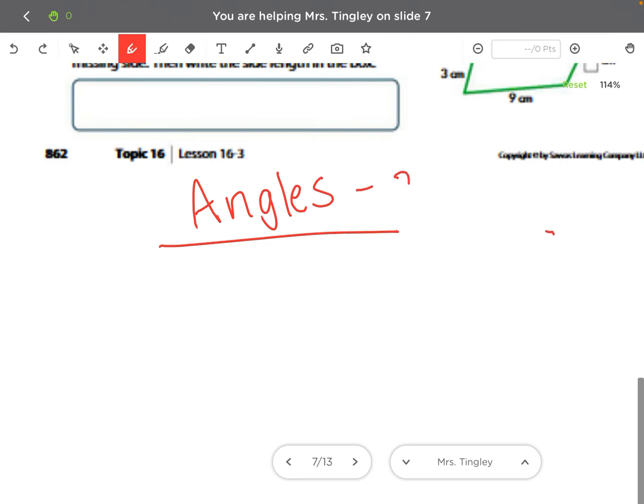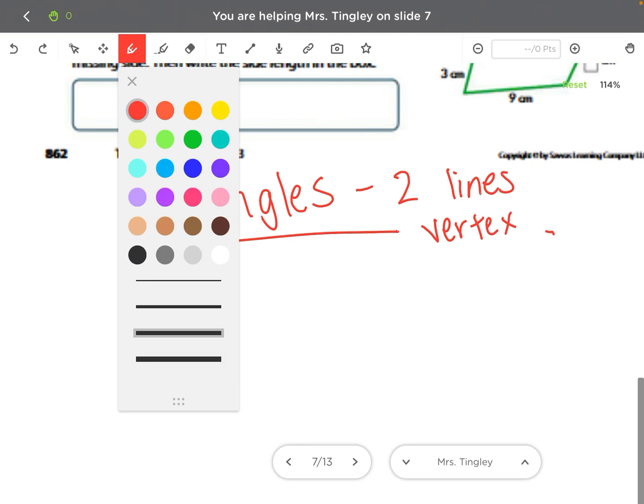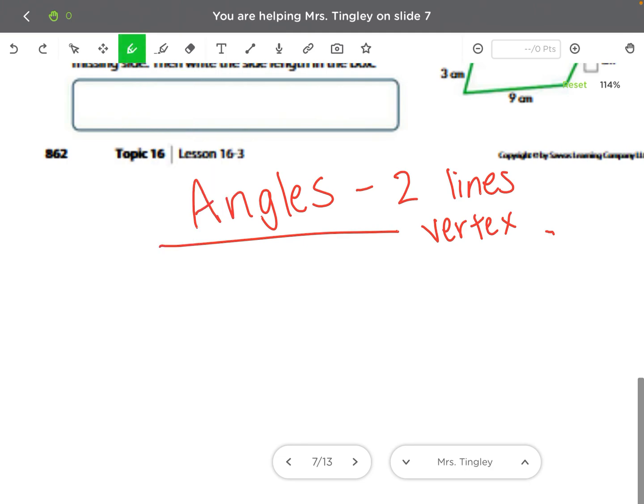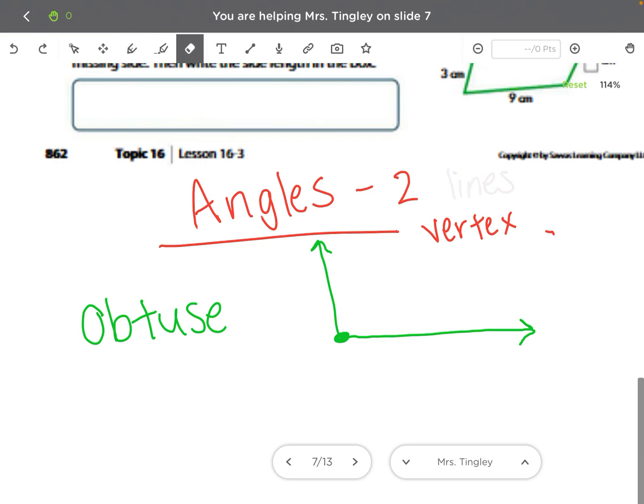You get an angle when you combine 2 lines and you add a vertex. That's where the 2 lines meet up. Go ahead and write that out. And let's grab a green color. The first kind of angle is called an obtuse angle. An obtuse angle has a vertex or a point and 2 rays.